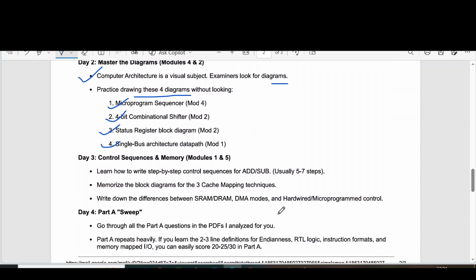Then second thing is computer architecture is a visual subject. So the diagrams are very important. Practice drawing these diagrams: microprogram sequencer, 4-bit combinational shifter, status register block diagram, single bus architecture, data path.